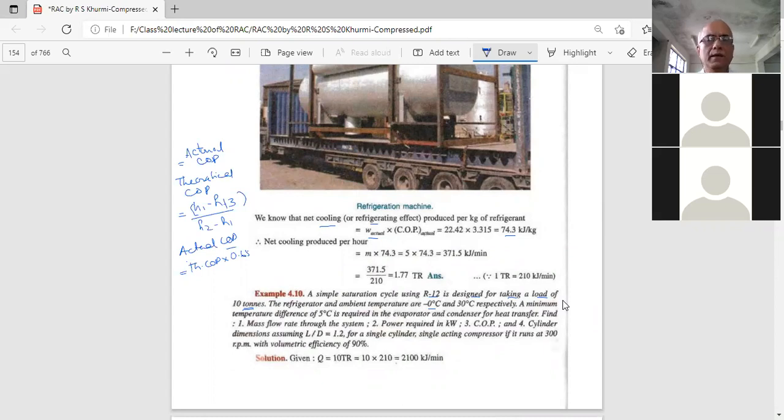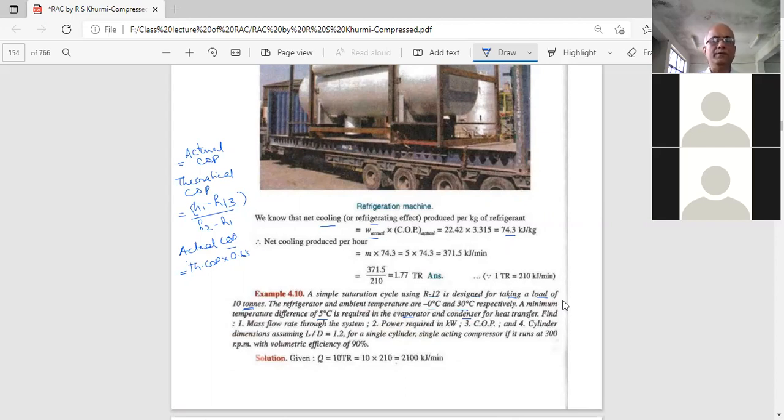So we are saying that the refrigerant is working at minus 0 degrees centigrade. So the lower temperature is minus 0 degrees centigrade, and the ambient temperature, to which heat is being rejected, is 30 degrees centigrade respectively. The minimum temperature difference of 5 degrees is required in the evaporator and condenser for heat transfer itself.